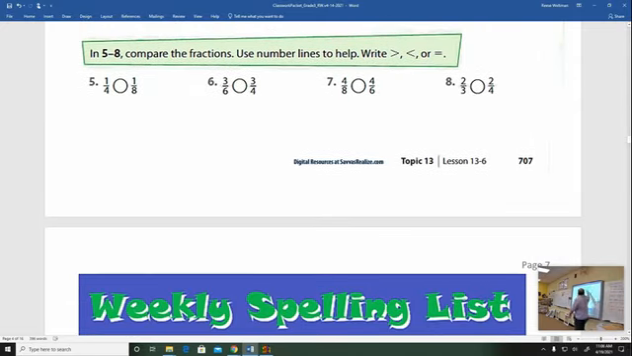Compare the fractions, use the number lines to help. Look at that again. Now, we can draw number lines to help. Remember what I said? When in doubt, draw it out. Go ahead and sharpen it. Okay. When in doubt, draw it out. Go ahead and throw that away. But if you don't need to, that's okay too. When in doubt, draw it out.